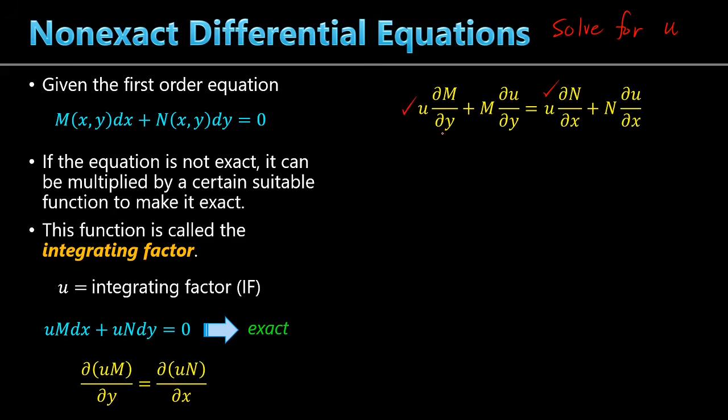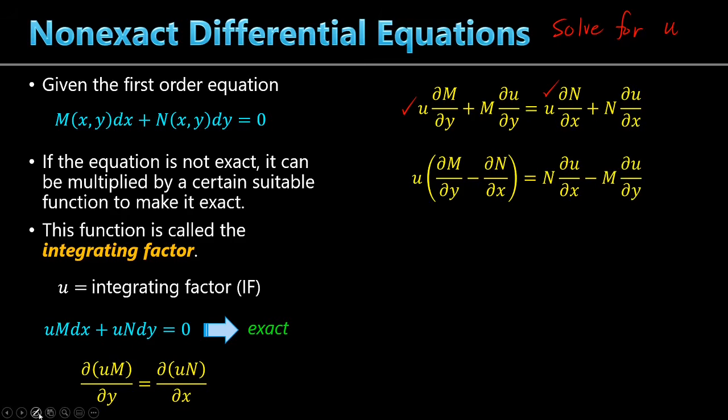Ito ilipat ko sa kaliwa. Because of that, magiging common factor yung u. And then, imumultiply ko siya sa partial of m with respect to y minus the partial of n with respect to x. O, di ba? Simple lang. Ang matitira naman sa kanan is ito: n times the partial of u with respect to x. Tapos ito, ilipat mo sa kabila: minus m times the partial of u with respect to y.